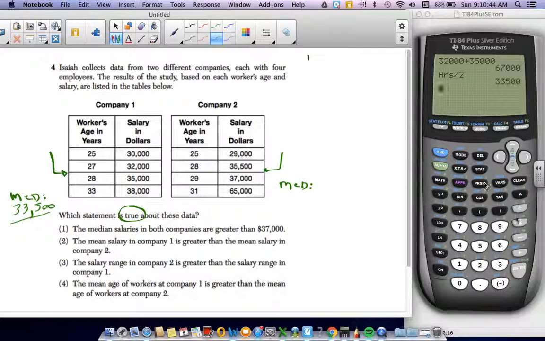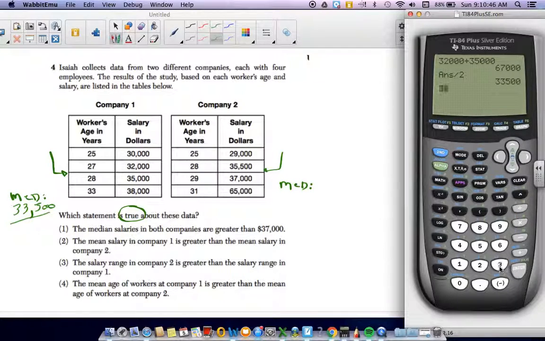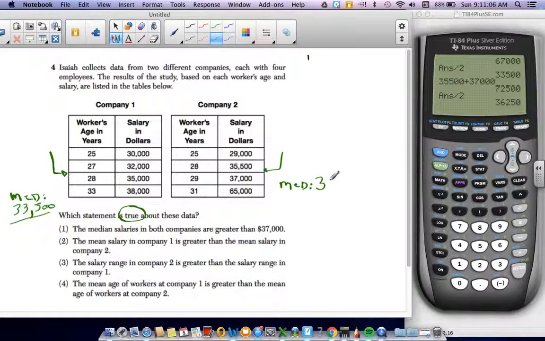On the right, 35,500 plus 37,000 divided by 2. And a little annoying here that we have to do this. If there were 5 terms, let's say, in each company, we could just pick out the median, but we have to do one extra step here. And we get a median of 36,250. Okay, so now that we know these figures, let's analyze them.